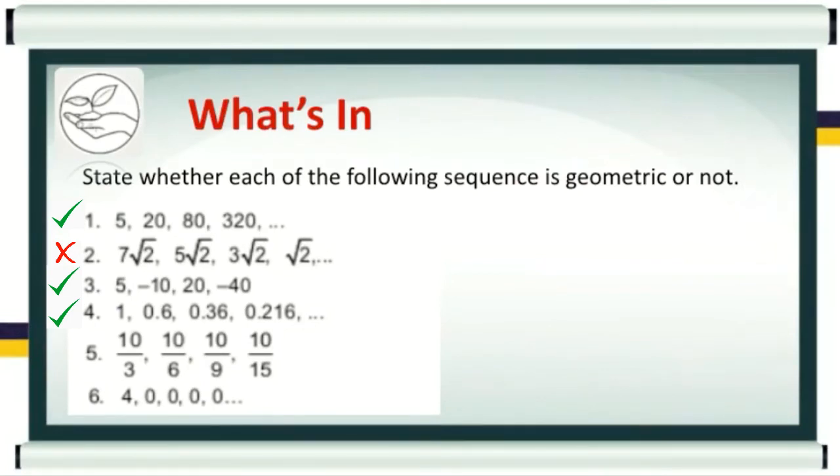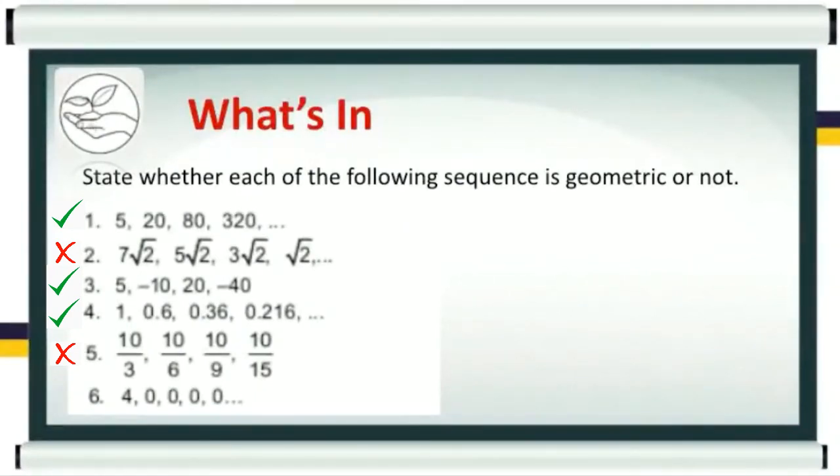Number 5. Is Kenneth around? Not here, sir. How about Kyla Vicendario? Number 5. Not geometric, sir. That's not a geometric sequence. If you look at the denominators, that's 3, 6, 9 and then 15. Okay?